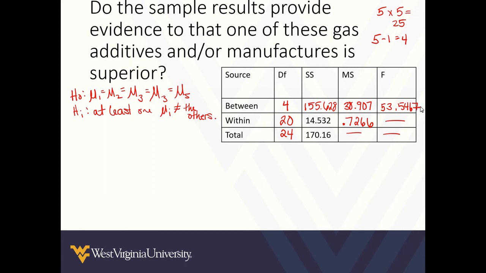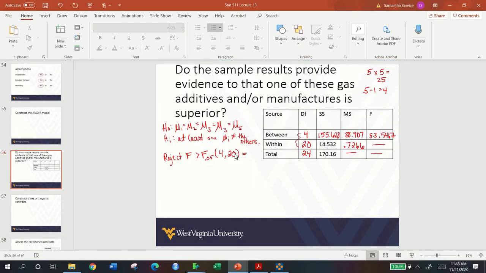Excellent. So now that I have my F ratio, I may recall that we will reject if F is greater than F alpha and our degrees of freedom 4, 20. So at this point, I can open up our F table. So I'm going to exit out of here, pull open an F table.